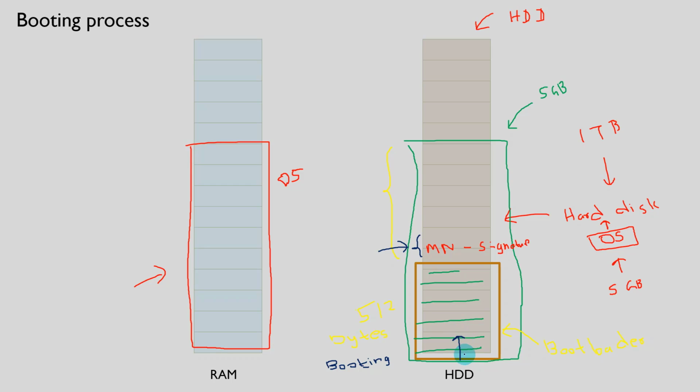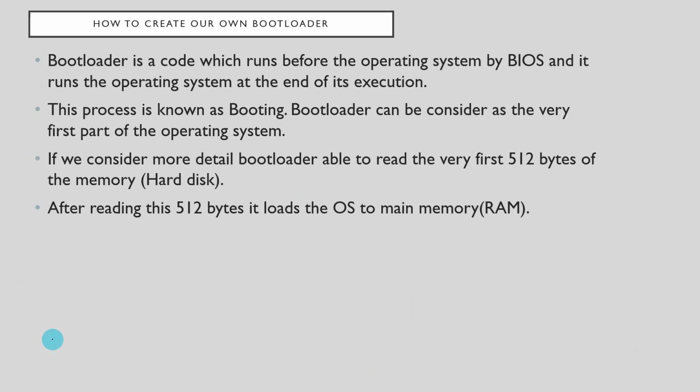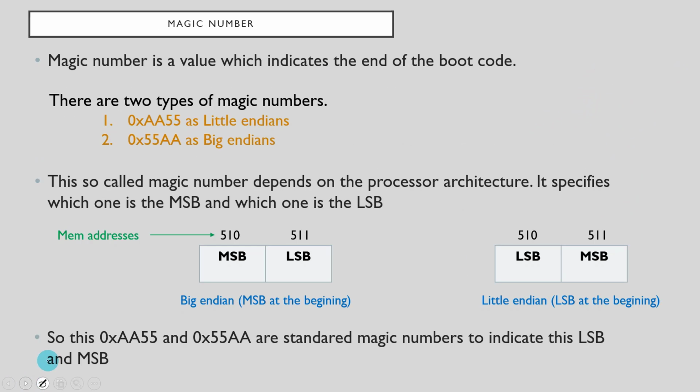After the bootloader runs, it will automatically run the operating system, and it will load it to the RAM. Then afterwards, it will take control. So anyway, this is the very basic introduction to the boot up process. So let's move further. How do we create our own bootloader? The bootloader is code which runs before the operating system, as I said before. I think I explained all of this.